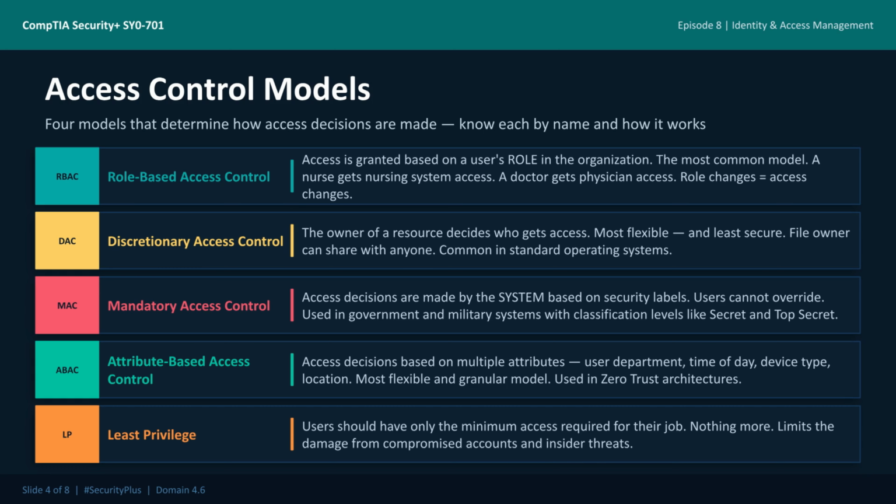4 main access control models exist. Role-based access control uses organizational roles. Discretionary access control grants control to the resource owner. Mandatory access control uses security labels enforced by the system. Attribute-based access control uses multiple user attributes. Finally, the principle of least privilege limits damage from compromised accounts.